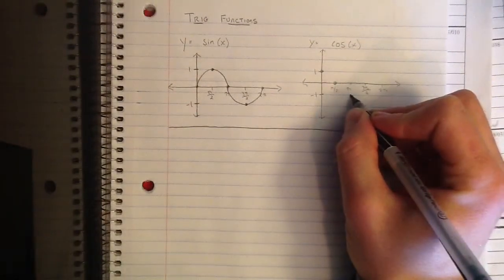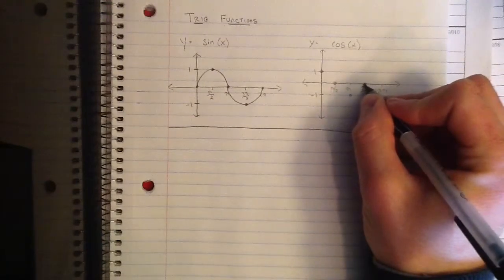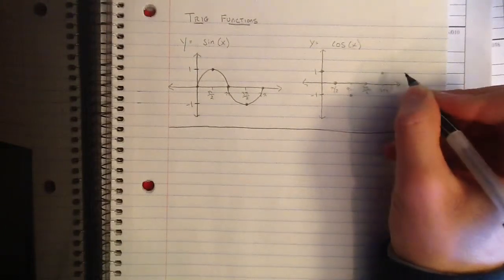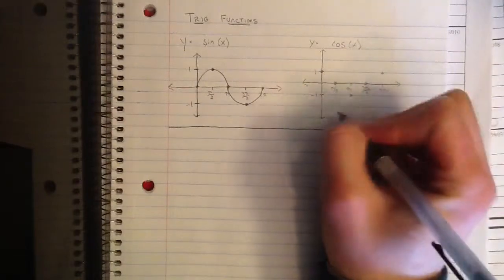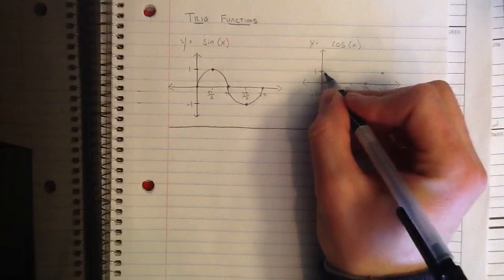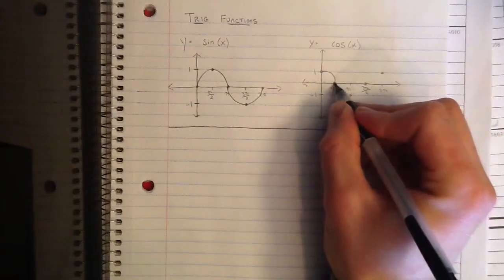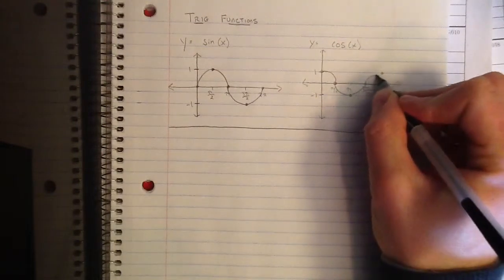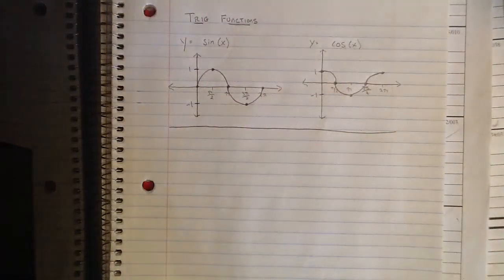Then it goes down to -1 at pi, back to 0 at 3 pi over 2, and back up to 1 at 2 pi. Again, connecting these dots, you don't want to just draw a straight line, because that would look like absolute value if I just drew straight lines. So it's very curved. It should look something like this. And it's just a sketch, so it doesn't have to look perfect.